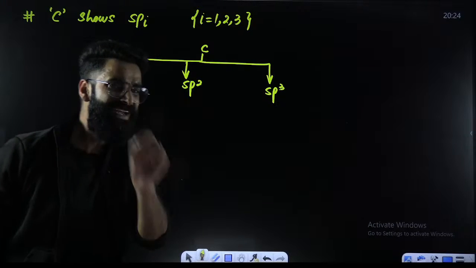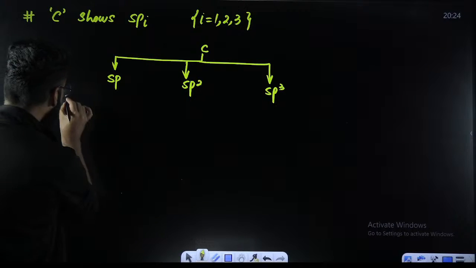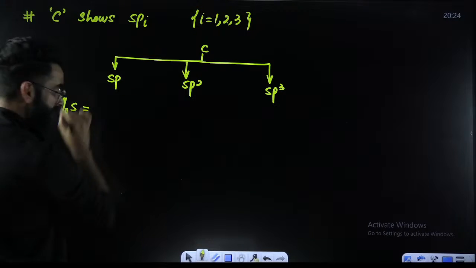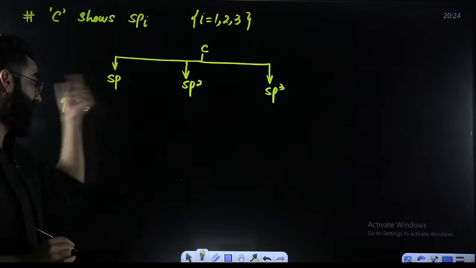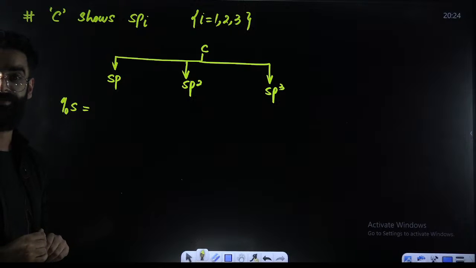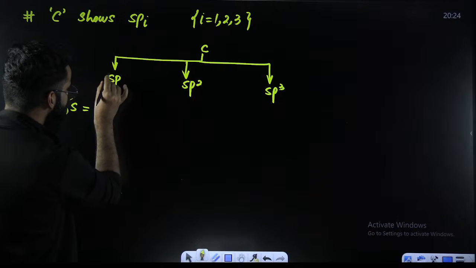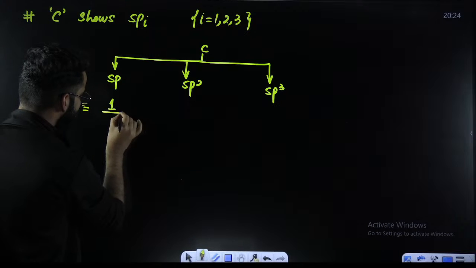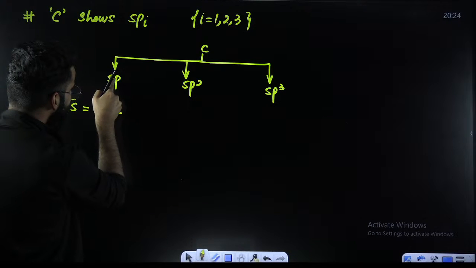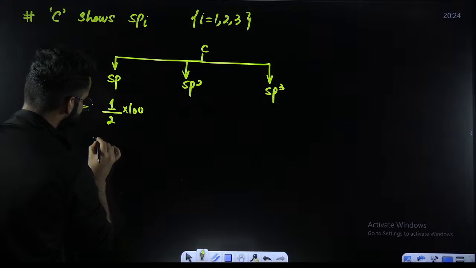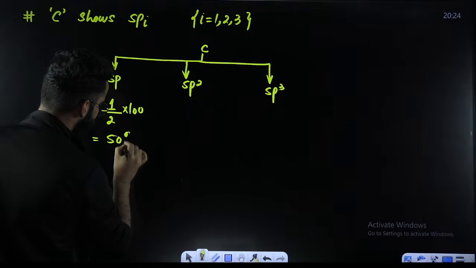Perfect. My dear students, if I ask you, what is the percentage of s character in case of sp hybridization, how do you calculate it? Tell me first of all, how many s orbitals do you see here? 1 divided by how many total orbitals? 1s and 1p. So 2 multiplied by 100. So s character in case of sp hybrid orbital is 50%.